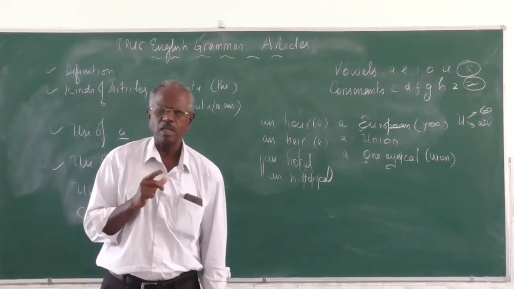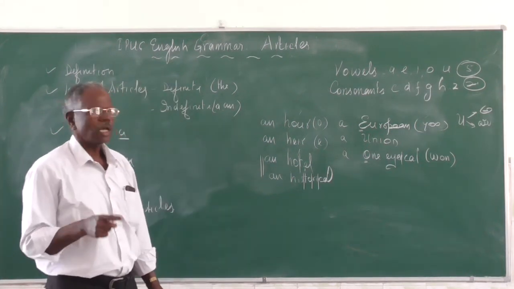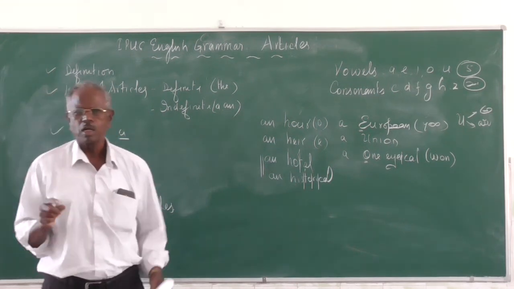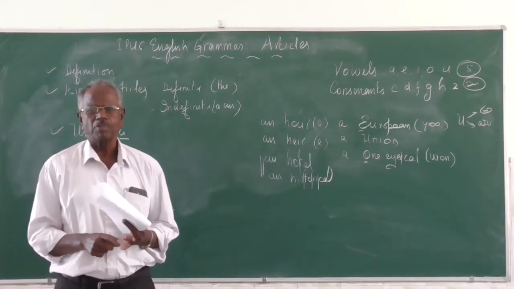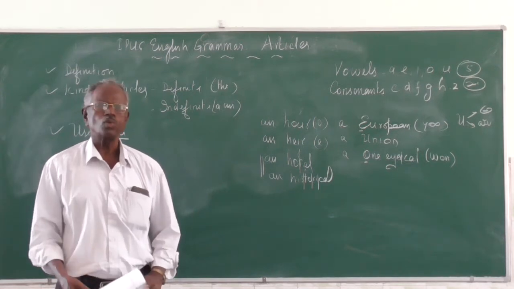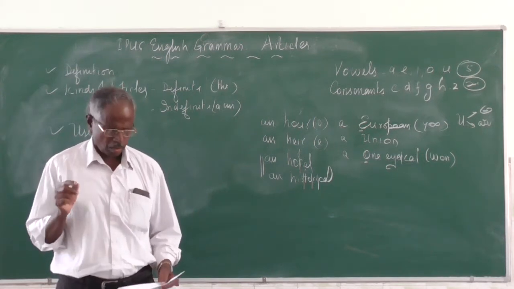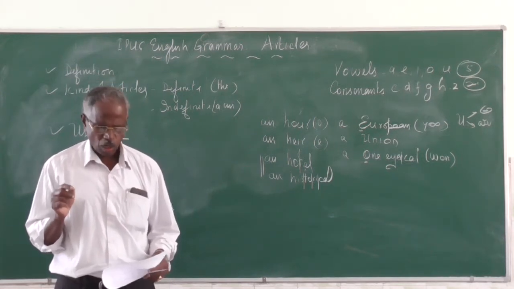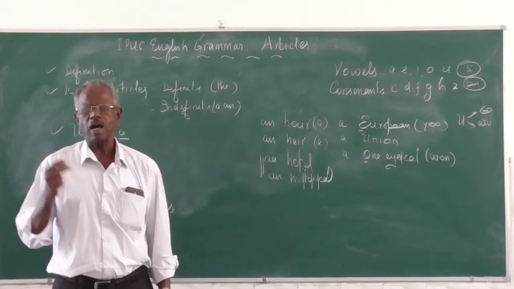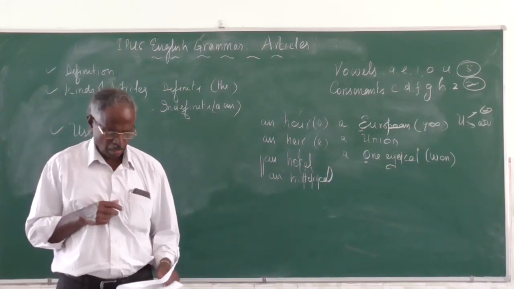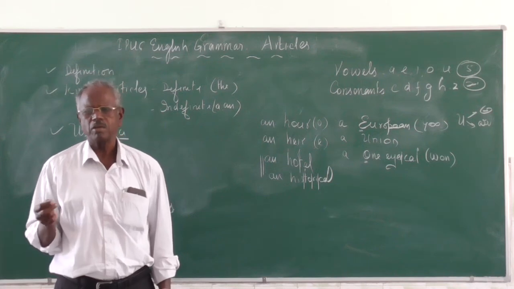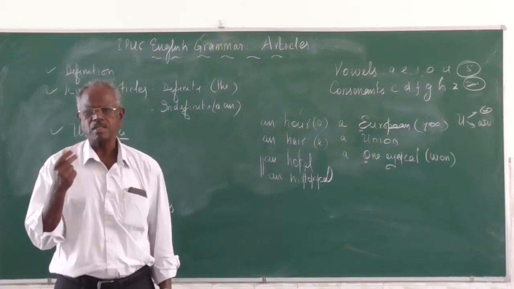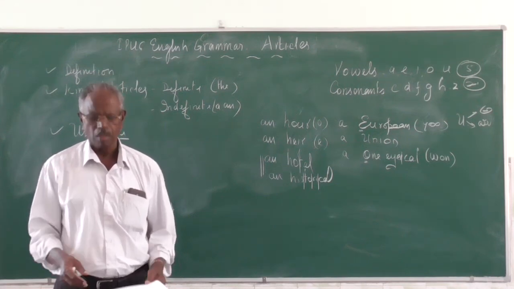So these are the uses of the. The, always what to be? Number one, before a common noun. Any common noun. Before a proper noun used as a common noun. Before a singular noun which represents a whole class. Then before a common noun which is unique. For example, the sun, the moon, the earth.